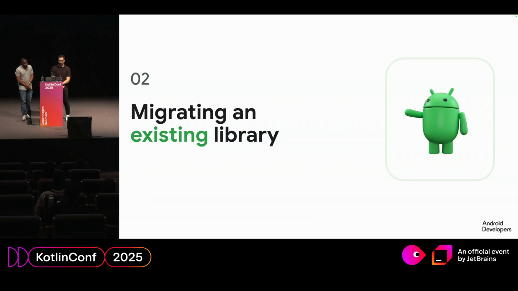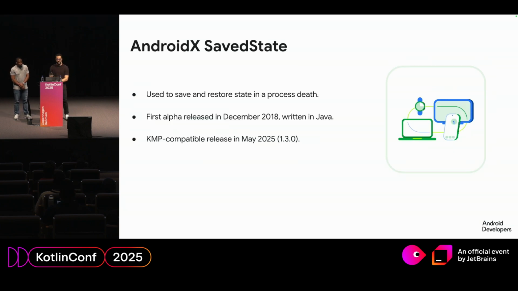Right. Our first topic today is about migrating SavedState to KMP. If you're an Android developer, you're familiar with Android X SavedState. If you're not, a quick intro. It's a library that allows you to save and restore app state across process death. So what is process death? It's when the system kills your app process to free up resources. Before that happens, the system gives you time to save its current state. In the next launch, you get this state back and can restart your app in the same place as the user left off.